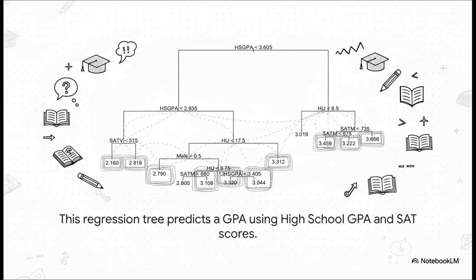Notice the difference? The logic of splitting the data is exactly the same, but look at the leaf nodes, the final outputs. They aren't categories anymore. They're specific numbers. So for example, if a student's high school GPA is less than 2.835 and their verbal SAT is over 515, the model predicts their college GPA will be 2.818. Every path ends with a specific numerical prediction.